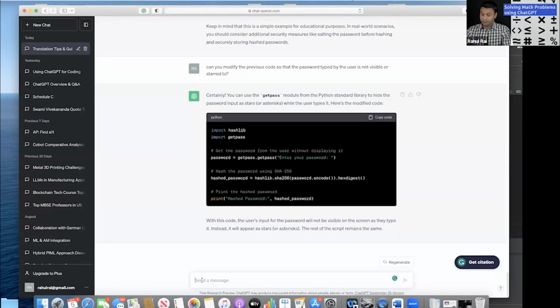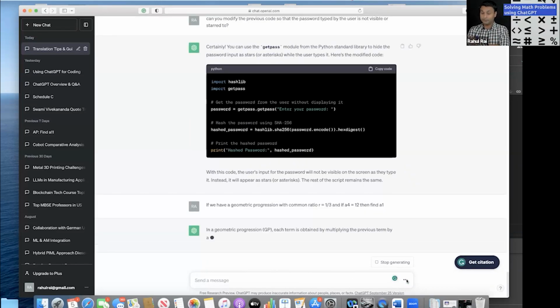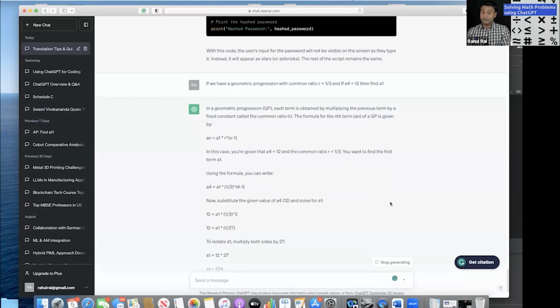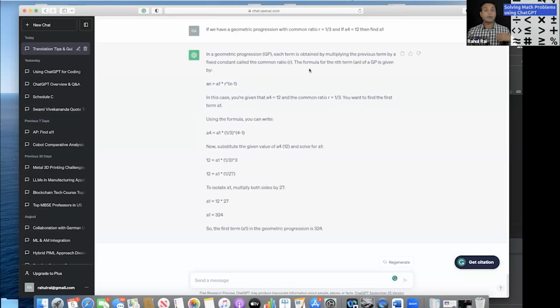So here is a prompt that I'm giving. I'm asking it to solve a geometric progression problem. I'm giving the common ratio and the term number, and I'm asking it to solve this problem. One of the things is it does solve the problem, but it also gives you a line-by-line explanation of what step it is carrying out and why it's carrying out that step and how it is solving the problem. And this could also be useful to a lot of learners.